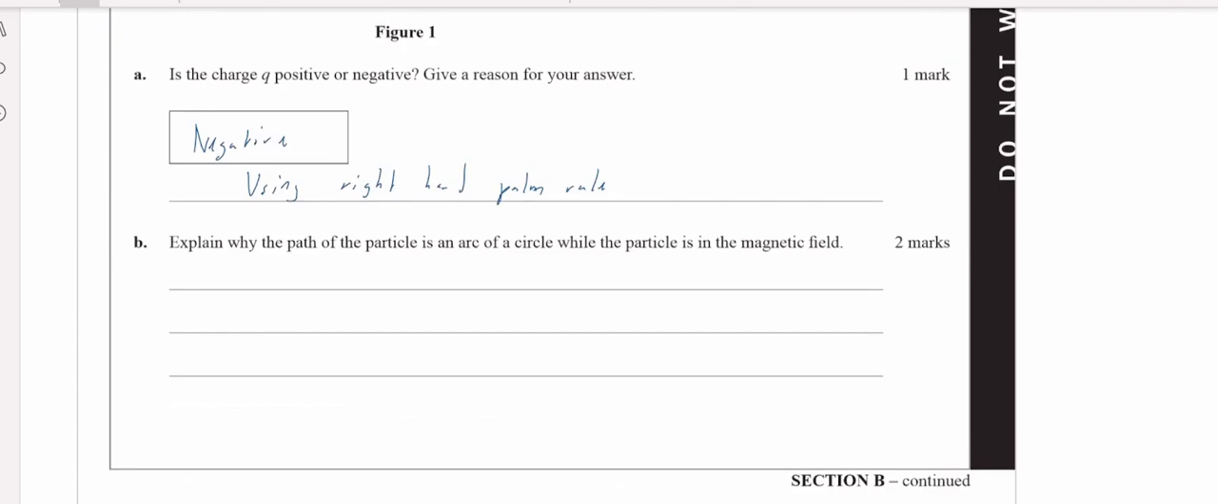Explain whether the path of the particle is an arc of a circle while the particle is in the magnetic field. Again, we saw using the right hand palm rule that there are forces at right angles to motion, and this force is constant, creating circular motion.